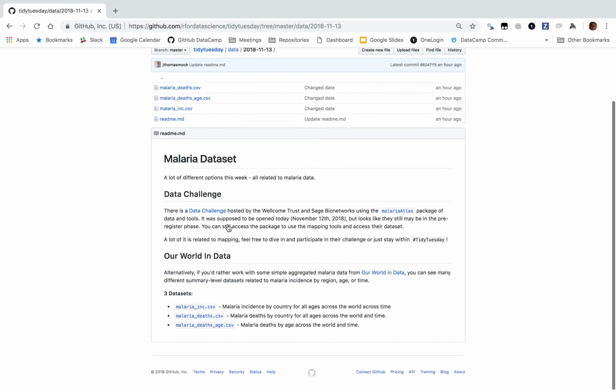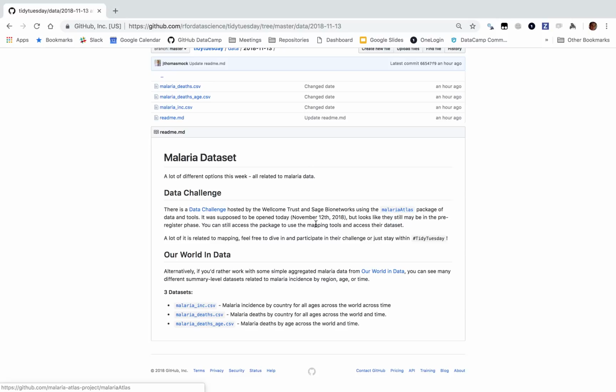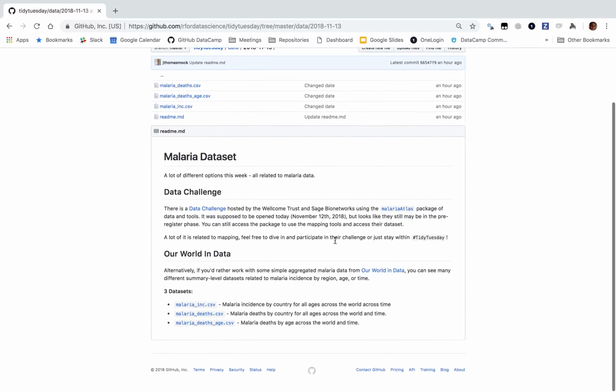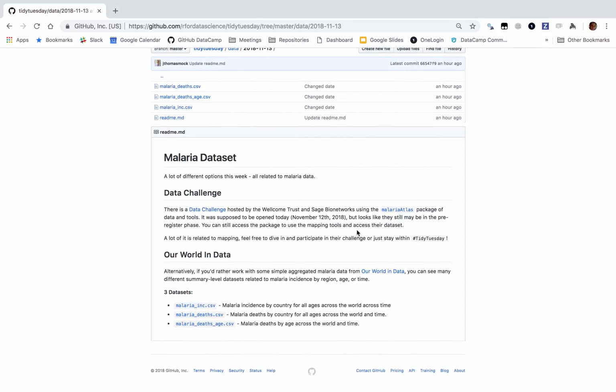A lot of different options, all related to malaria data. All right, it's a challenge from the Malaria Atlas Project Data and Tools. Might still be in the pre-register phase. Okay, and we can access the data to use the mapping tools and access their data set. A lot of it's about mapping. That's exciting. Last week we did some mapping in the U.S. wind data set, so this might be some data that works with more maps.